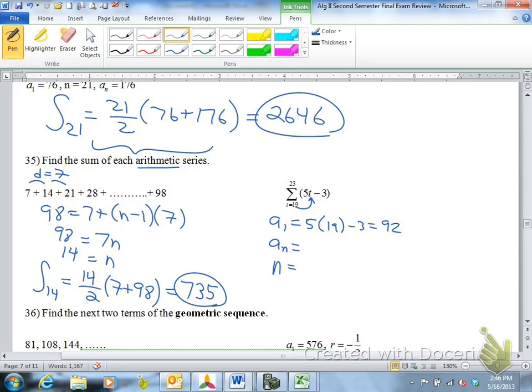The next term you get by plugging the top number in, which would be 112. And the number of terms from 19 to 23: 19, 20, 21, 22, 23, 5 terms. So you have the sum of these 5 terms is 5 over 2, 92 plus 112.